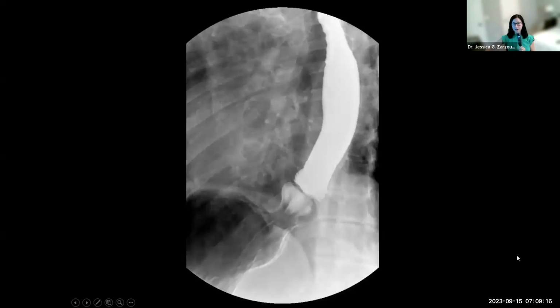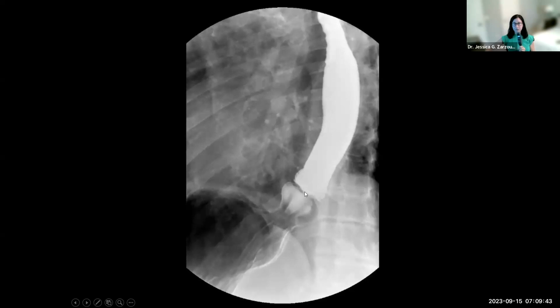So this is another example. We can see this B ring here, or a Schatzki's ring, if it's causing dysphagia. And in this case, it's associated with a hiatal hernia. So here's the diaphragm, and here's the hiatus, where we have this pinch as the stomach is coursing through the hiatus. In this case, a portion of the stomach has herniated through that diaphragmatic hiatus, and this is known as a sliding type hiatal hernia.